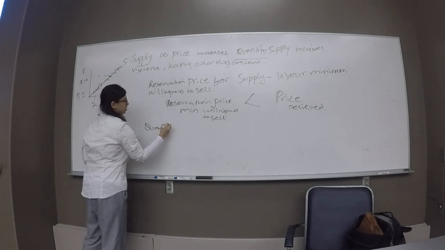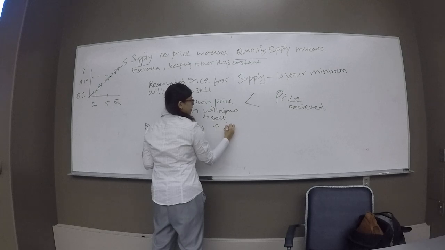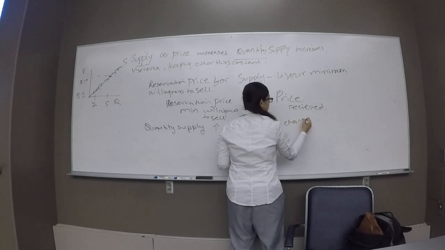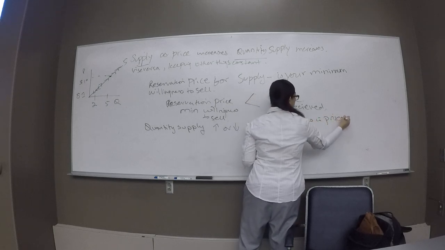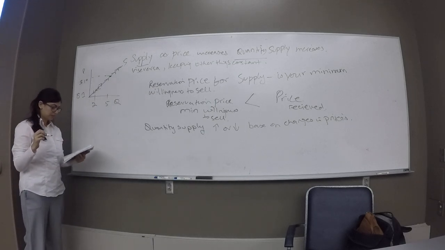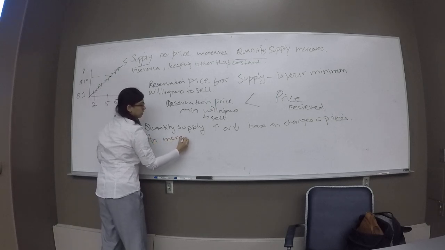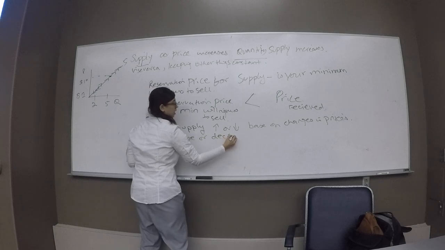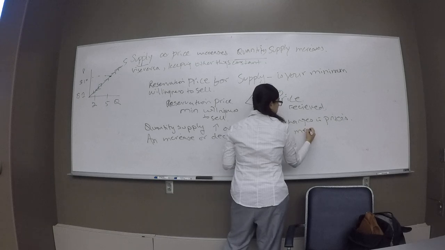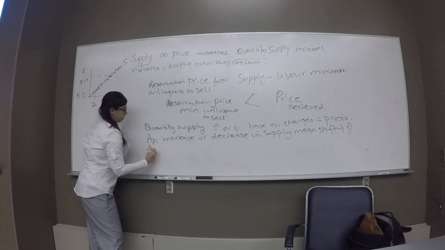Quantity supply increases or decreases based on changes in prices. Anytime there's a change in price, quantity supply can increase or decrease. Change in supply, or an increase or decrease in supply, means shifting of the entire curve.